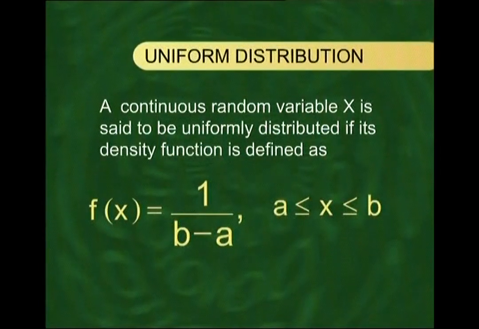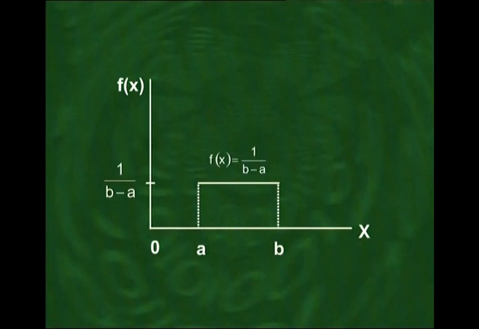As you now see on the slide, a continuous random variable x is said to be uniformly distributed if its probability density function is defined as f of x is equal to 1 over b minus a, such that x lies between a and b. The graphical representation of this particular density function explains why it is called a uniform distribution.